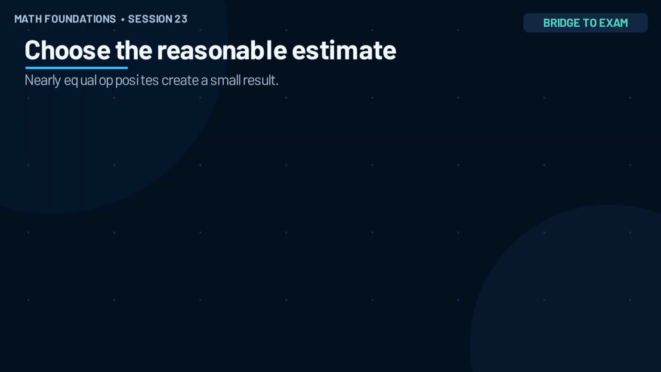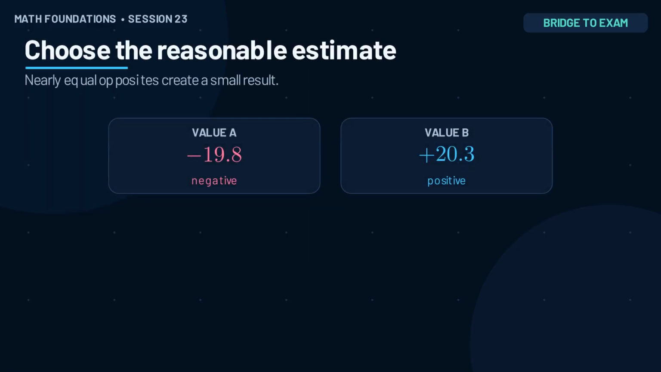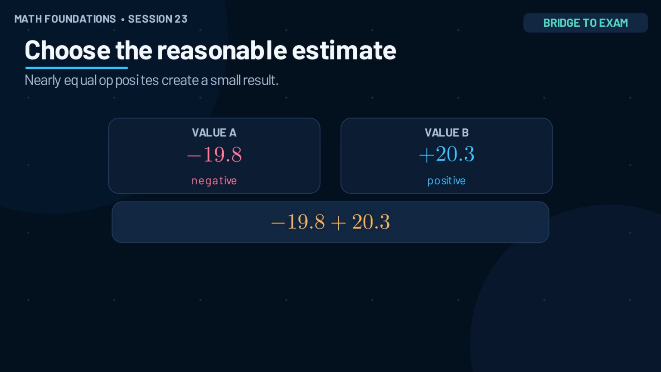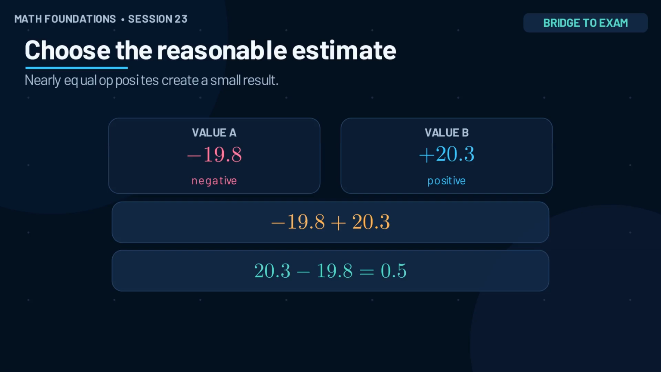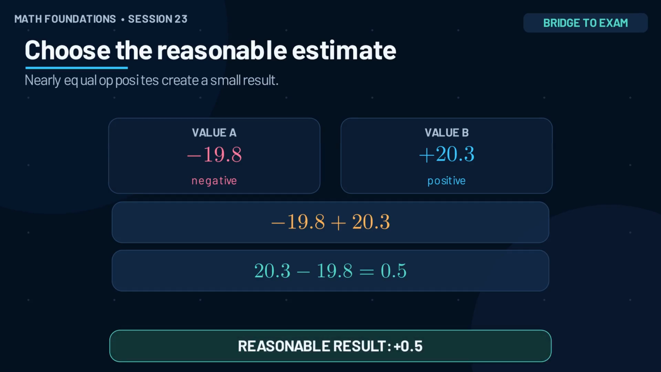Two estimates are offered for -19.8 plus +20.3: -40.1, or +0.5. Step 1. The values have opposite signs and nearly equal magnitudes. Step 2. Expect a small result, not a large one. Step 3. Subtract 20.3 minus 19.8. Therefore, +0.5 is the reasonable and exact result.